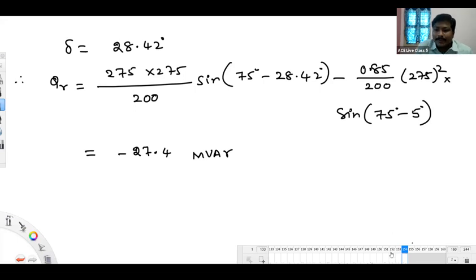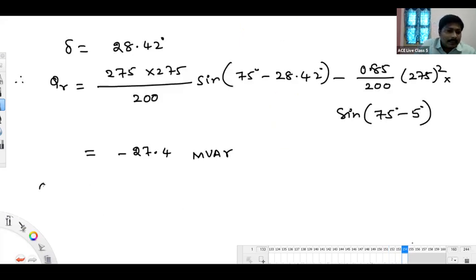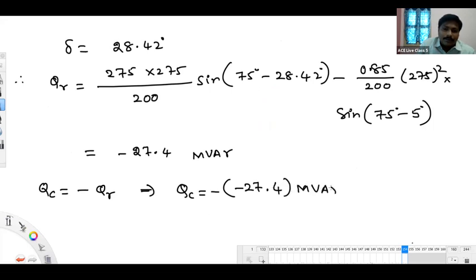But what we require to know is the compensator rating, right? QC is nothing but the negative of QR. QC is equal to minus QR. That implies QC will come to be minus of minus 27.4, which becomes plus 27.4 MVR.